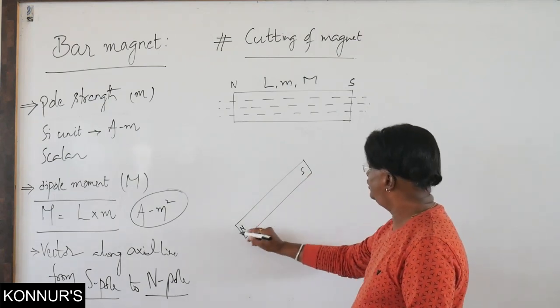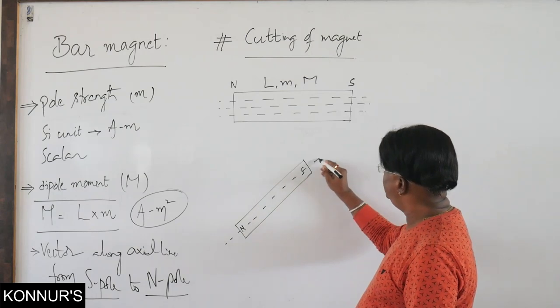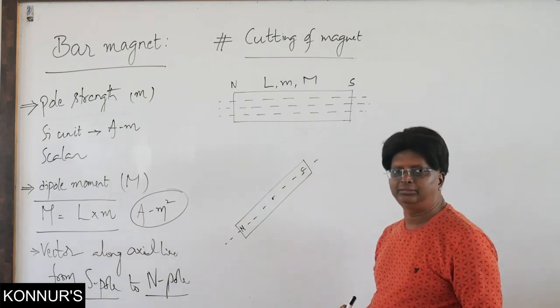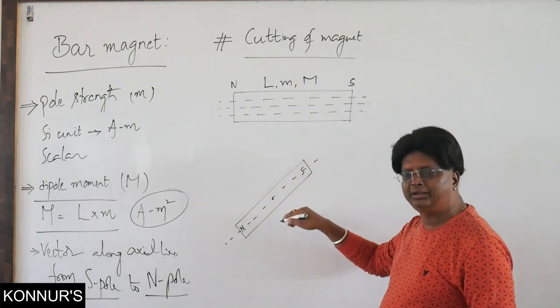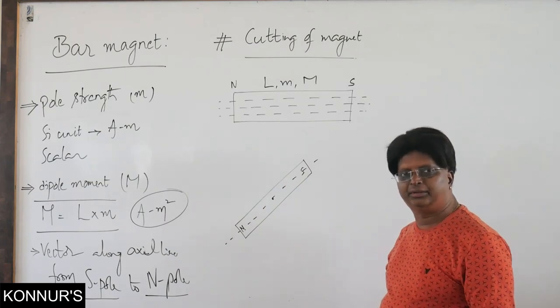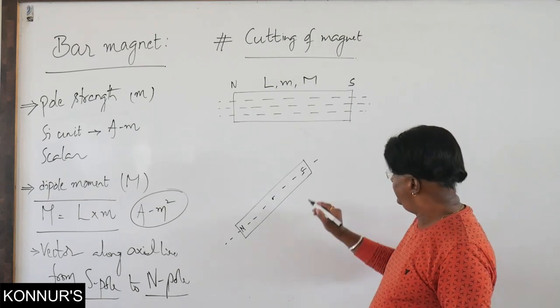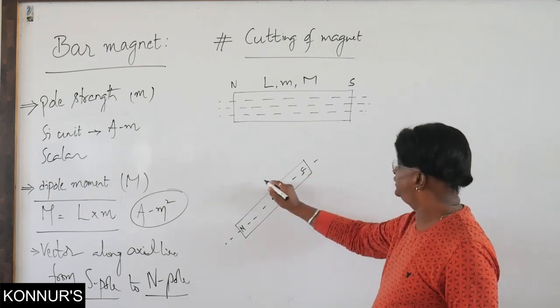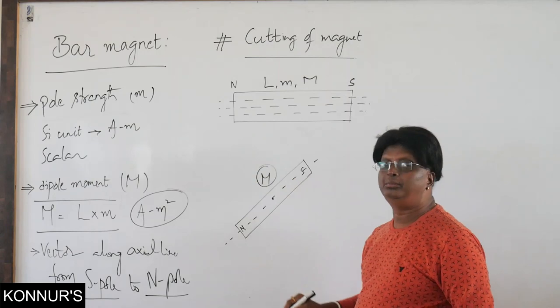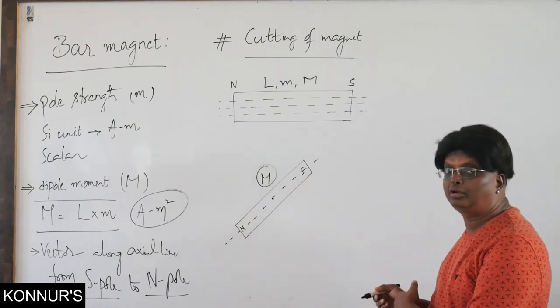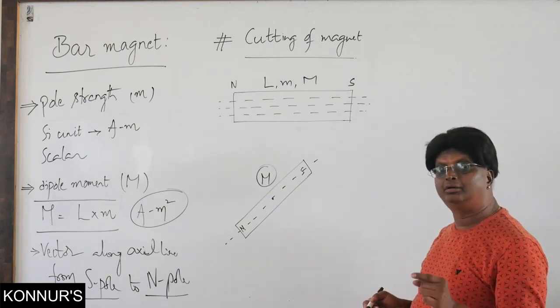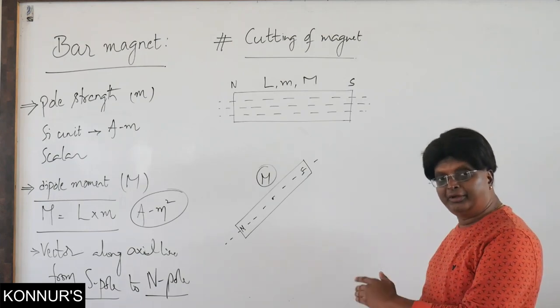Now what is the axial line? We know that it is the line joining the poles and the midpoint, which we call the axial line. And of course, a line perpendicular to the axial line passing through the center of the dipole is called the equatorial line. Now you see, if I have to draw this vector, suppose this is a dipole magnet with moment M, how to draw the vector along the axial line from south pole to north pole.